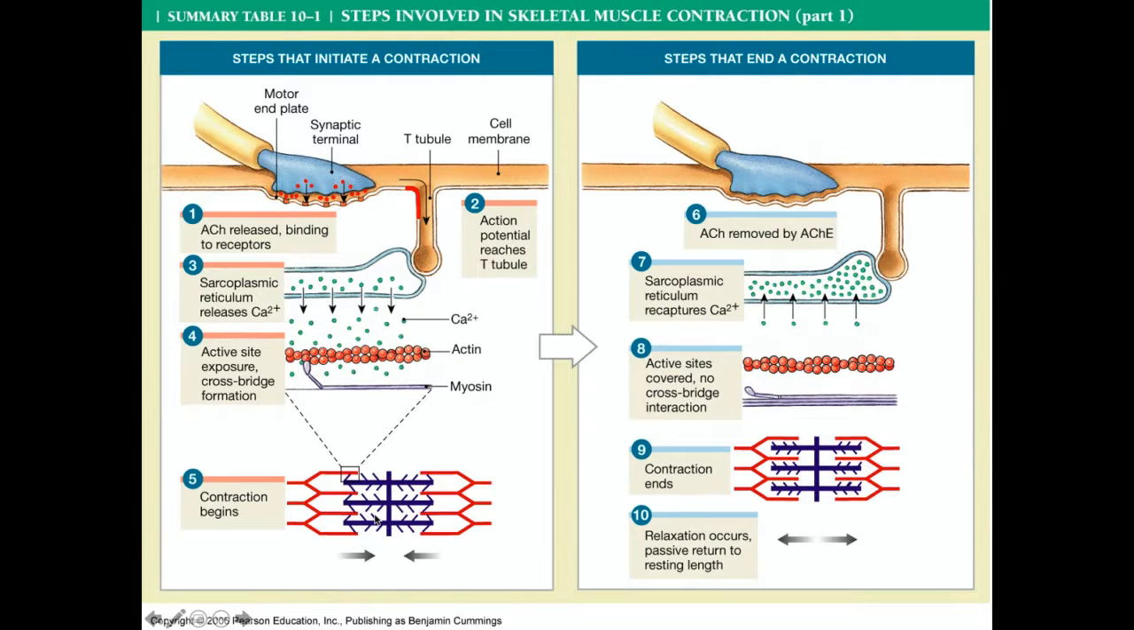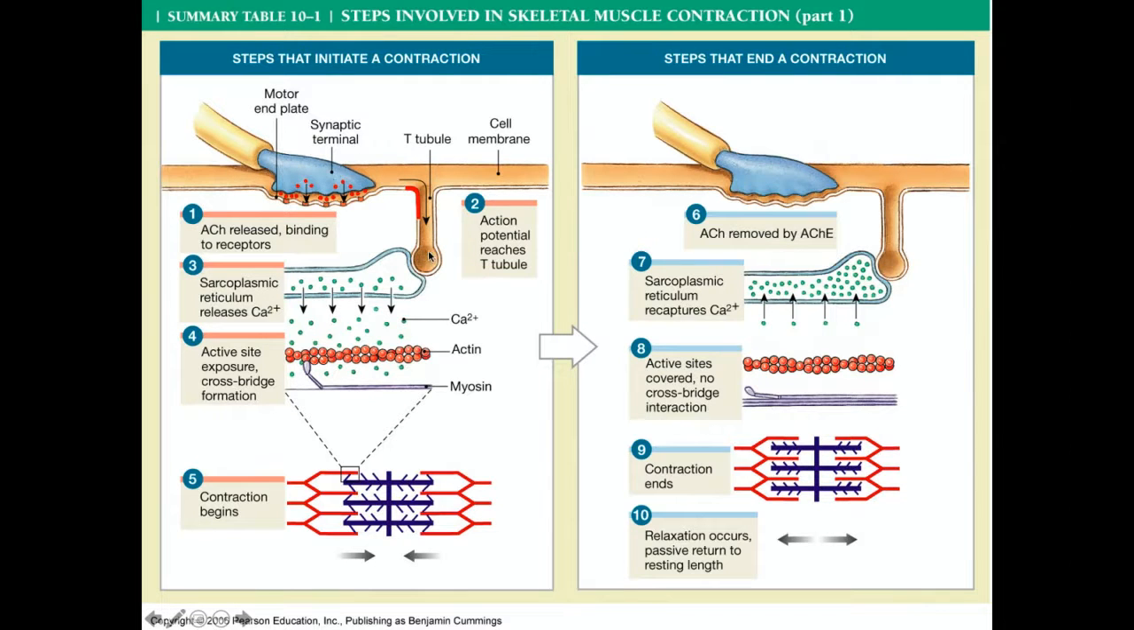When the contraction ends, we have to stop it, so we go through these steps where in order to end this, we have to get rid of number one, which is that neurotransmitter, acetylcholine. So we remove acetylcholine with an enzyme called acetylcholine esterase. Anything that ends in ASE or ACE is an enzyme. So acetylcholine is removed by acetylcholine esterase. Acetylcholine esterase, now that it's gone, none of this stuff happens.